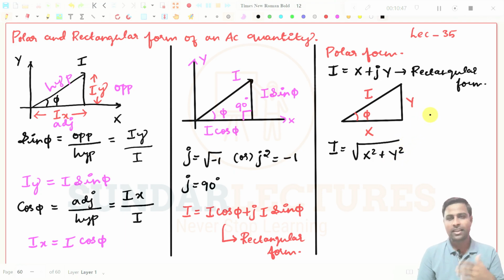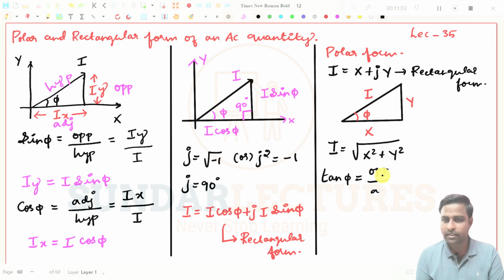Another term, if you want to go for tan phi now, just try to understand. What is the value of tan phi? Opposite side divided by adjacent side. I know this one, right? What is the opposite side here? The opposite side is y. What is the adjacent side? The adjacent side is x. So tan phi will be equal to y by x.